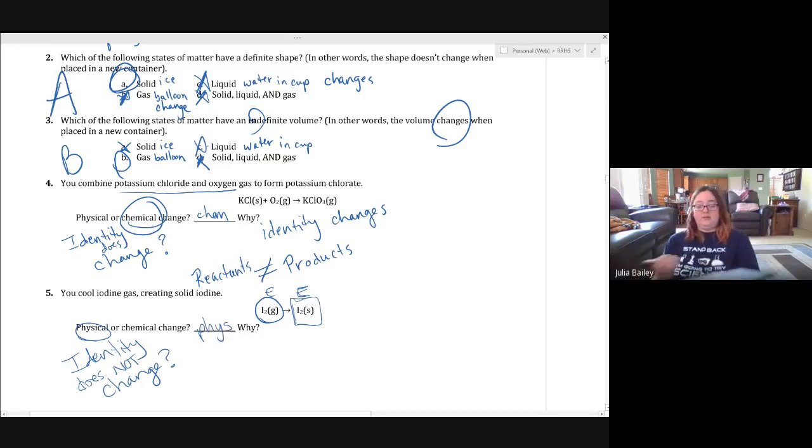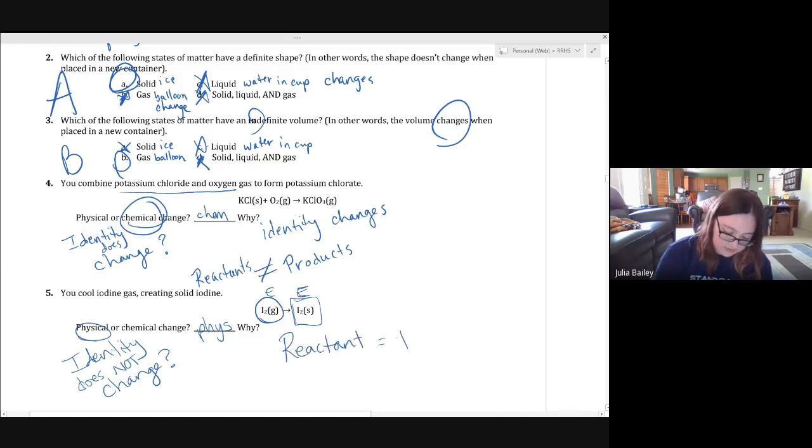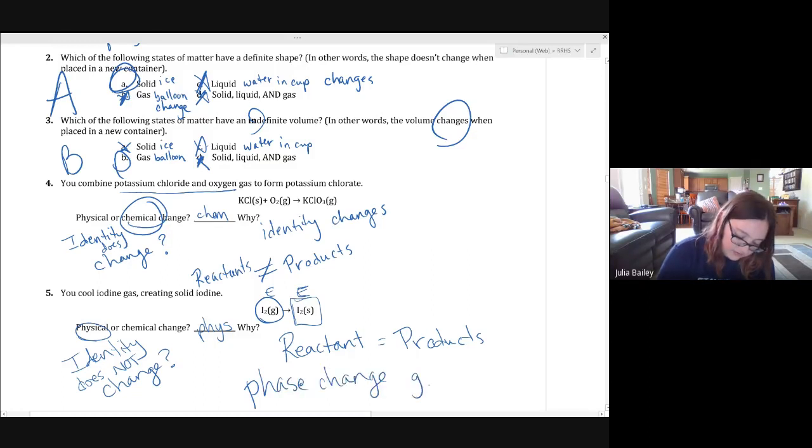And why? How do you know? The most obvious would be that the reactants equal the products. Another way that you know that this is a physical change is because you have a phase change. A gas is changing to a solid. We even have a word for that. That's called deposition, my friends.